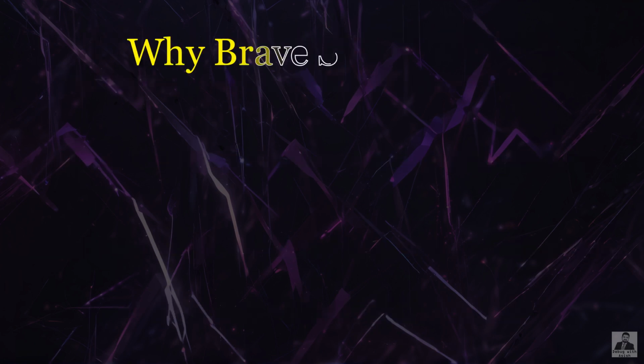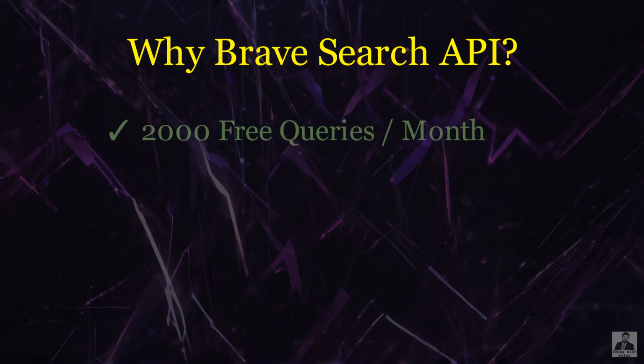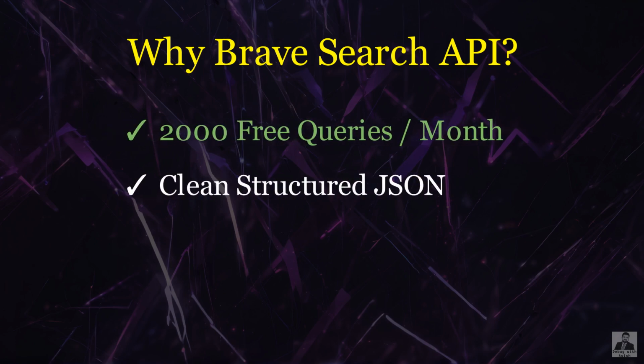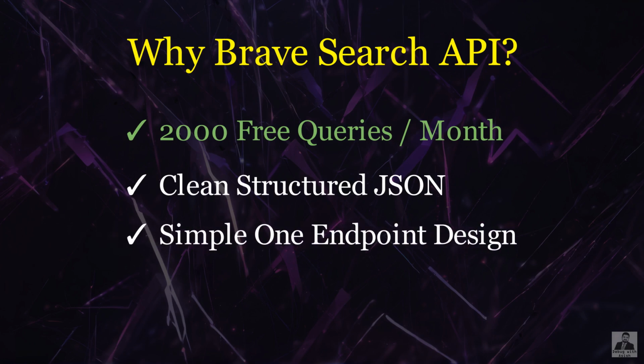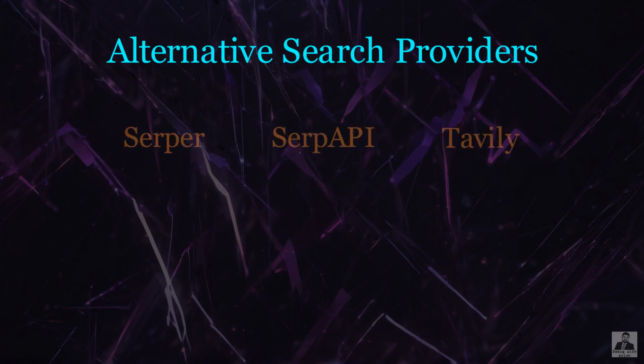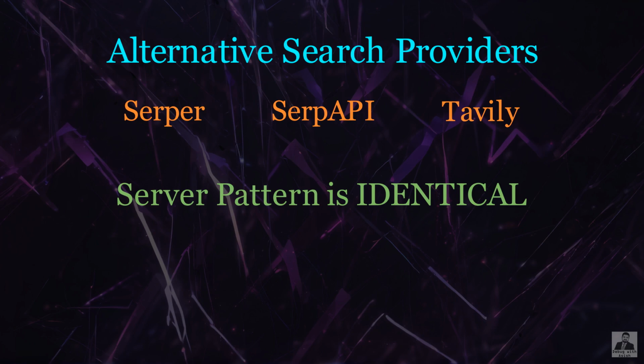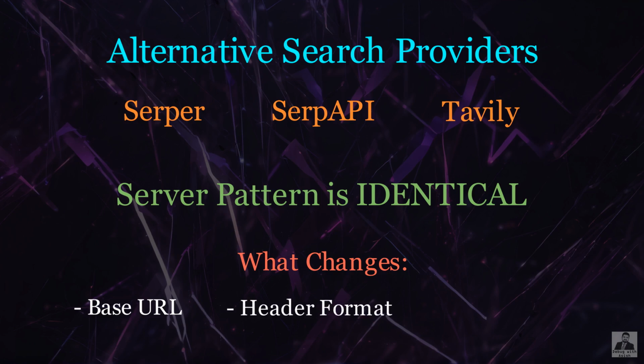We use the Brave Search API because it has a generous free tier of 2,000 queries per month, returns clean structured JSON, and has a simple one endpoint design. If you prefer a different search provider like Serper, SERP API, or Tavily, the server pattern is identical. The only things that change are the base URL, the header format, and the JSON field names in the response. Everything else stays the same.